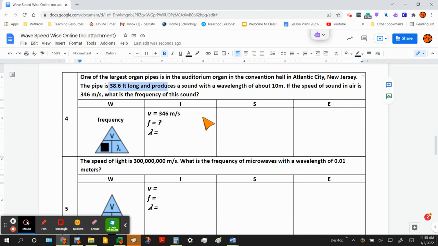So this is why I really like the WISE method, because it really makes you focus on what is the problem asking for. I've done this problem for several school years, and I can't tell you how many students before I did the WISE method would just throw this 38.6 into the equation somewhere and wind up with the wrong answer. All right, so be careful about what you're reading. And then if you continue to read, it says a wavelength of, that is what you're looking for. The wavelength is 10 meters. Next, set up and solve.